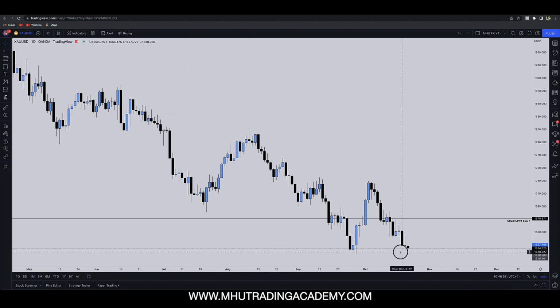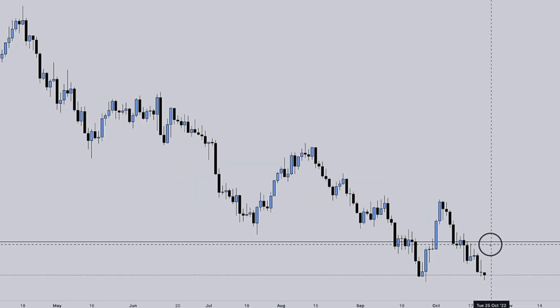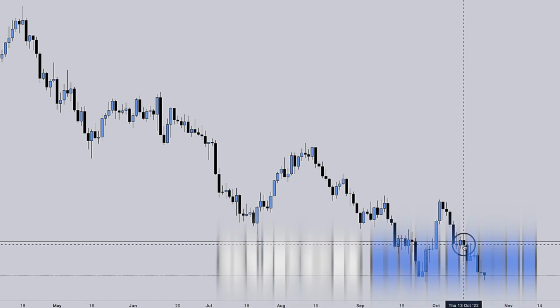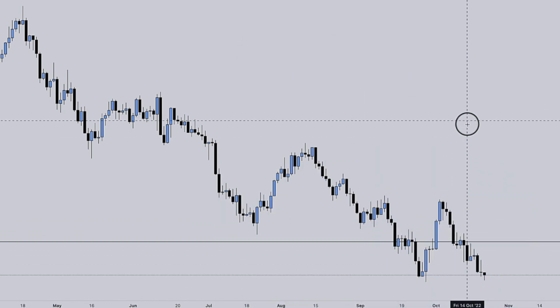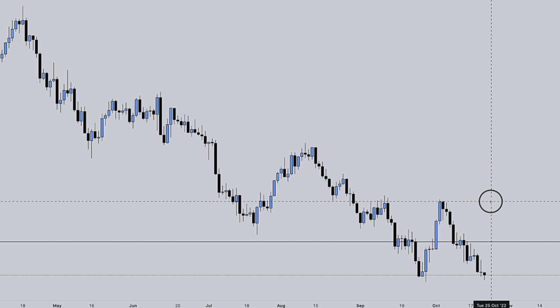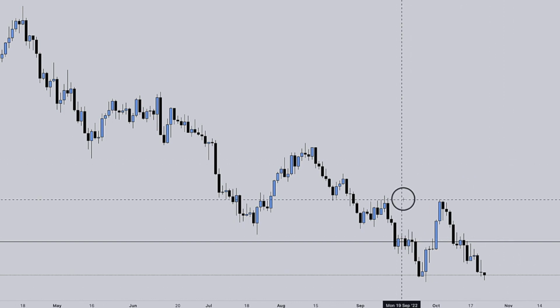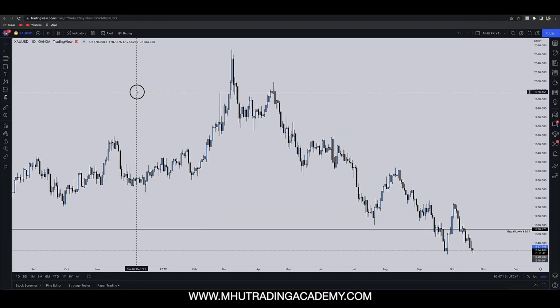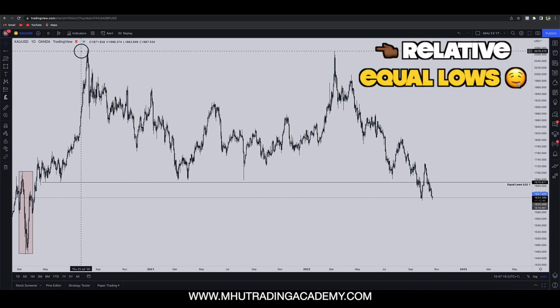However, I'm looking for a very small opportunity to the upside. If price trades above this high over here, this is when I'm going to be super bullish. So any kind of retracements will be an indication for me to buy and take price higher and run out all these different highs until we get to the very highest point, these relative equal highs on top here.